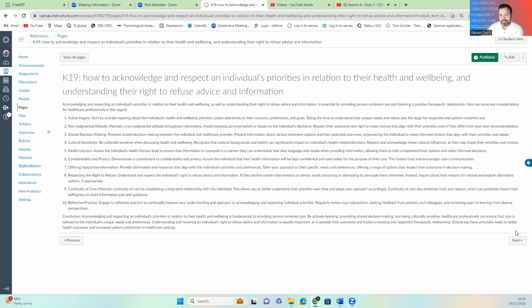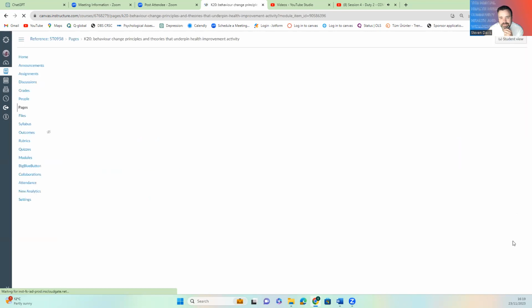Confidentiality and privacy, so just being aware of those things. Respecting the right to refuse, so again, just be mindful of that. Continuity of care, so maintaining what that looks like, what happens if you're off, etc. That could be a real problem if you're really good at your job. People are going to go, oh no, can I speak to this person? So we don't want to create reliance, because we're all about autonomy and promoting independence. And again, then your reflective practice, so what's worked well, etc.